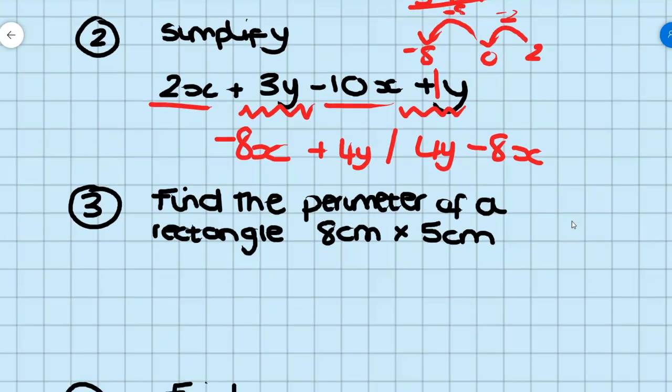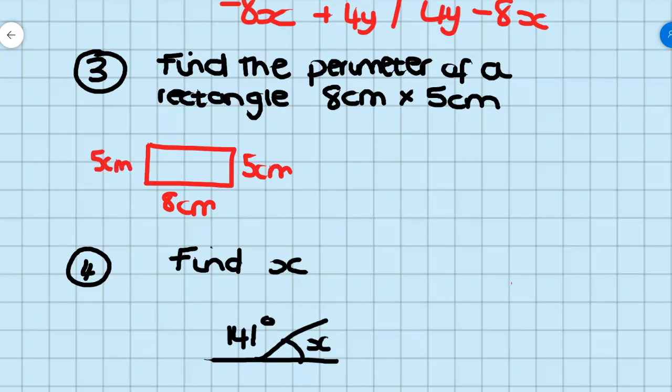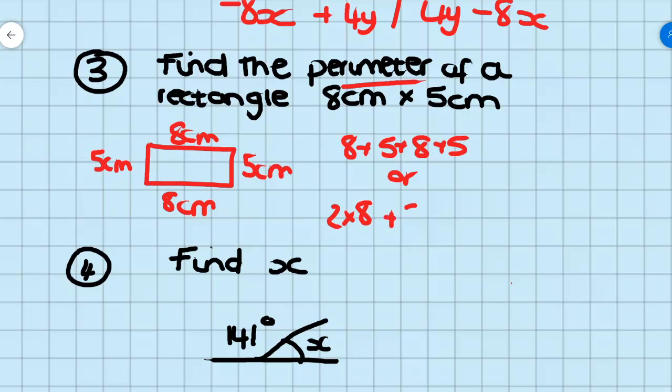Number 3, perimeter of a rectangle. So I know what a rectangle looks like. I've got 2 pairs of opposite sides. I'm going to draw a quick sketch actually. So I've got 5 centimetres, 8 centimetres. This is 5 and this is 8, and I know that perimeter is the outside, so I'm adding it up. So I've got 8 plus 5 plus 8 plus 5, or I could just double each, so I've got 2 lots of 8 and I'm adding 2 lots of 5.